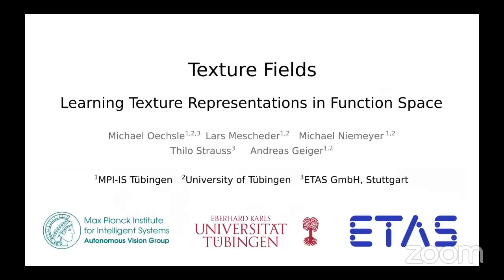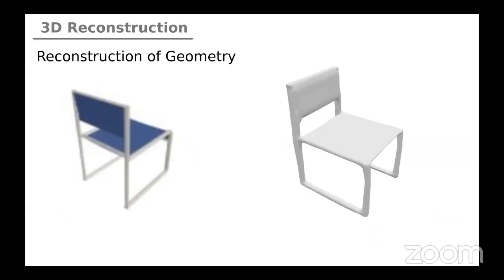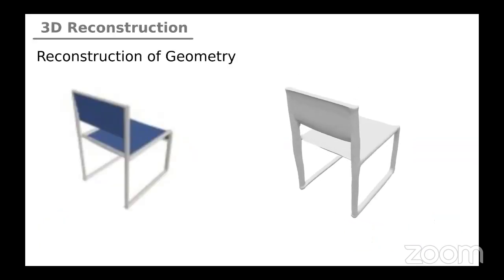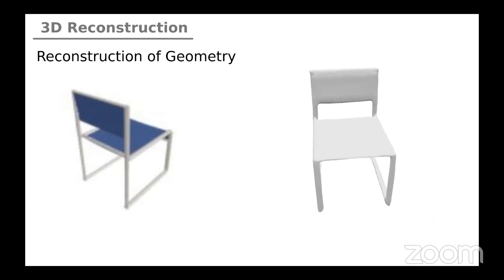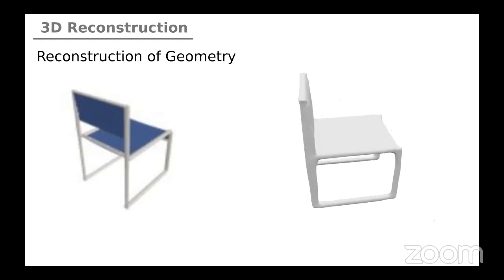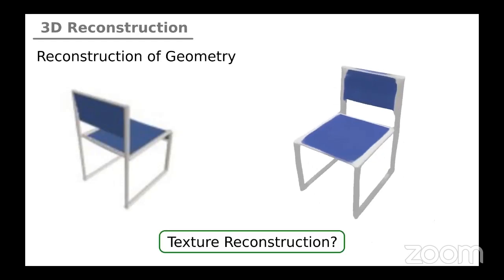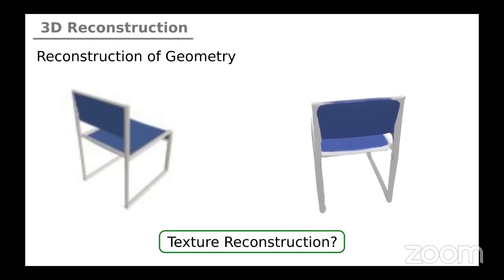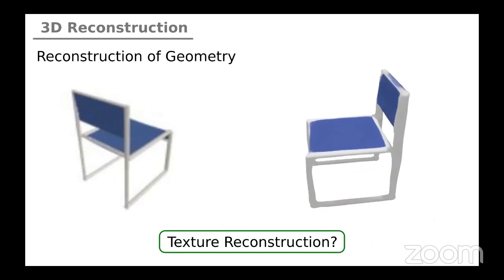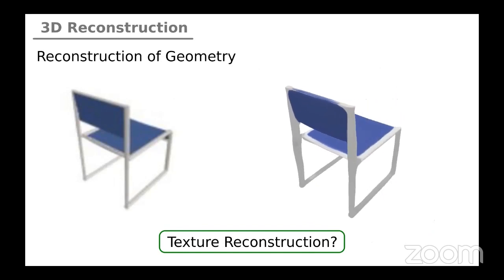We present texture fields, learning texture representations in function space. In recent years, learning-based methods have shown remarkable results on 3D reconstruction of shapes. However, 3D objects do not only consist of geometry. Much less attention was spent on reconstructing the appearance of objects, even though texture, for example, is a characteristic property of an object.